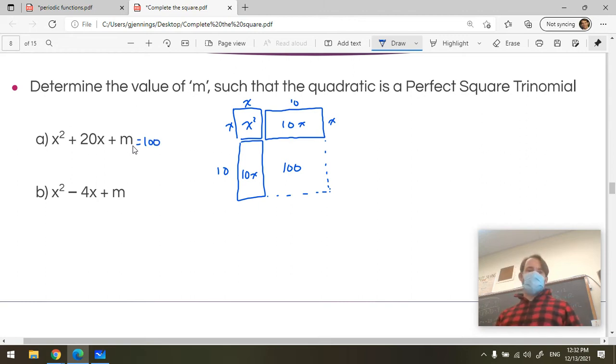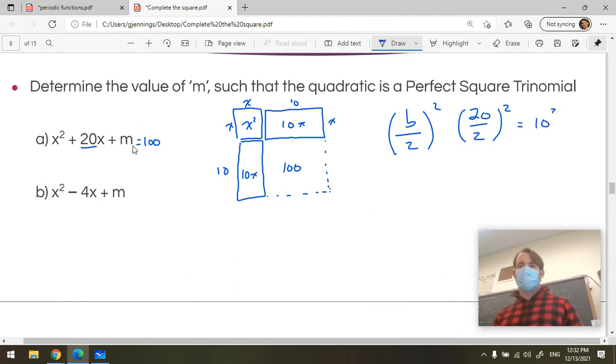And here's how you do it. When a is 1, when I'm not multiplying x squared by anything, I take b and I divide it by 2. So I took 20 and I split it up into 10 and 10. And then I square it. So that one, for example, would be 20 divided by 2 squared equals 10 squared equals 100. That's this m is 100.